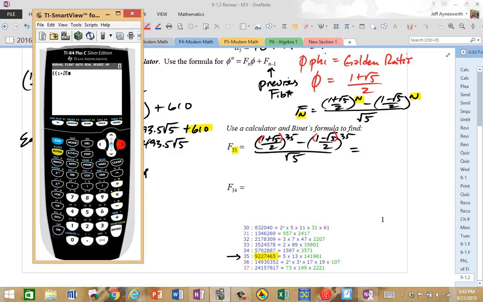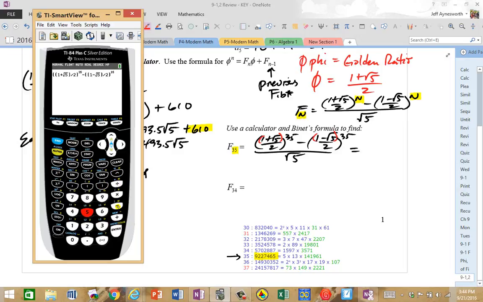All right, got to get out of the root, close it off, divide by 2, close it off, take it to the power of 35, get out of the exponent. Now I do the same thing, but I minus, okay? So minus double parentheses, 1 minus the square root of 5. Okay, I got to close it off, divide by 2, close it off, take it to the 35th power again.